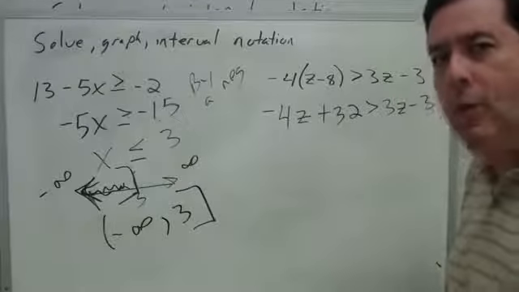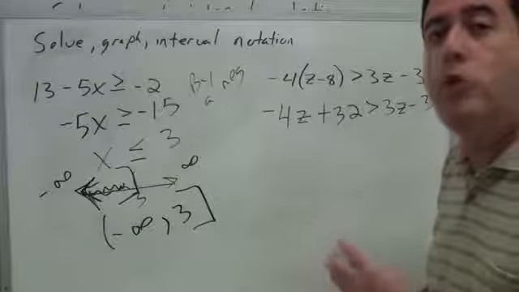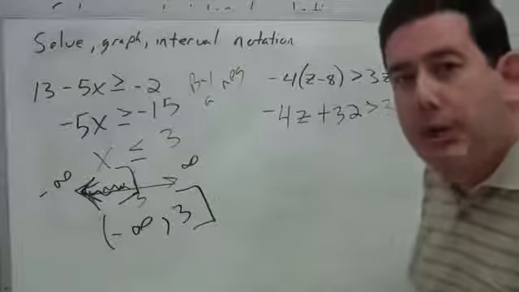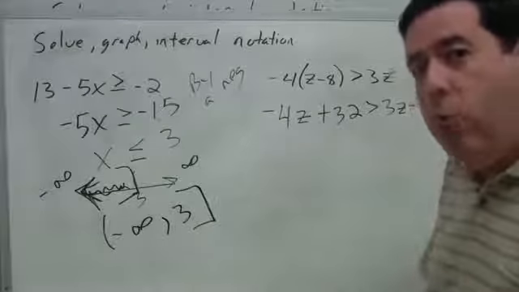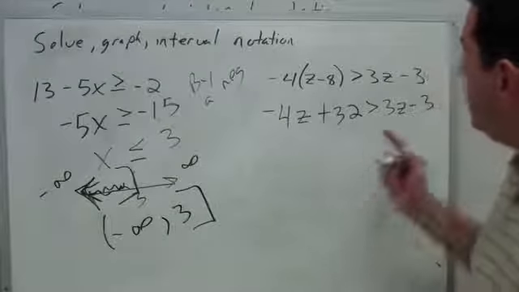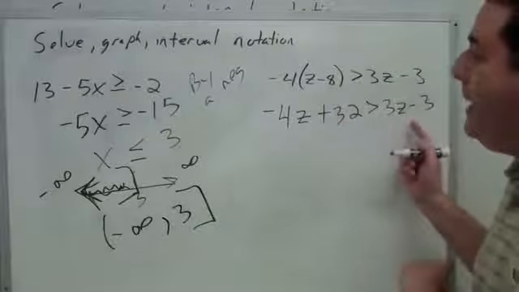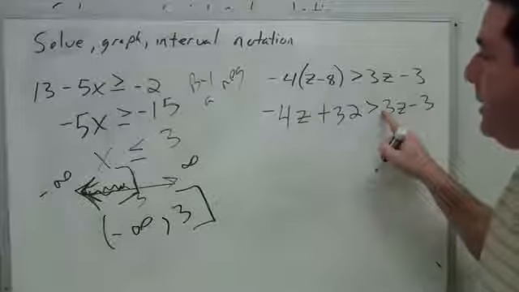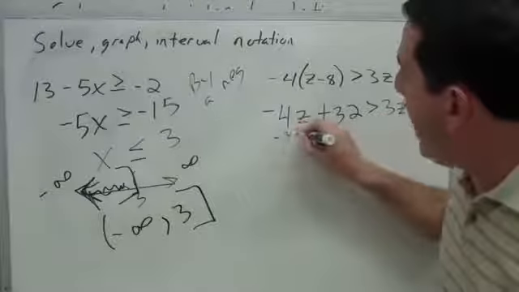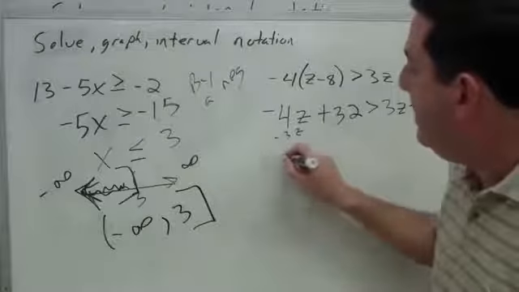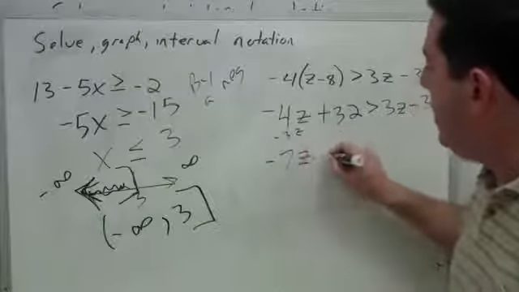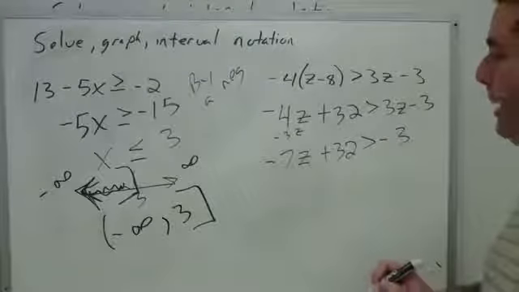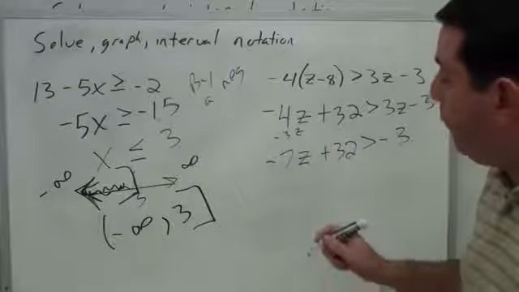Now, as we go to solve this, it's a good idea for you to always have your variable on the left-hand side so that your symbol will make sense to you. So where I want to begin to solve this, let's take the 3z and move it to the left-hand side. It was a positive 3z, so as I now subtract 3z from both sides, this gives me minus 7z plus 32 is greater than negative 3. Now it looks the way we like for them to look.